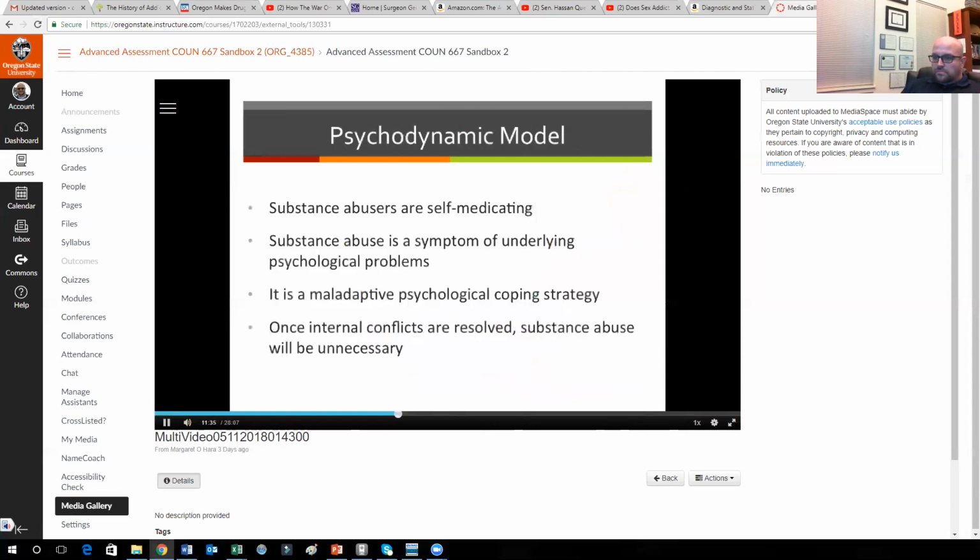In the psychodynamic model, it was believed that substance abusers were self-medicating and that it was a symptom of underlying psychological problems, that it was a maladaptive psychological coping strategy, and that once the internal conflicts were resolved, the substance abuse would be unnecessary.